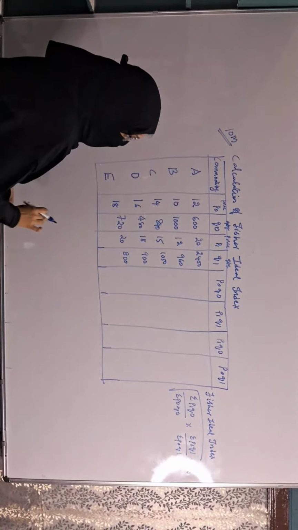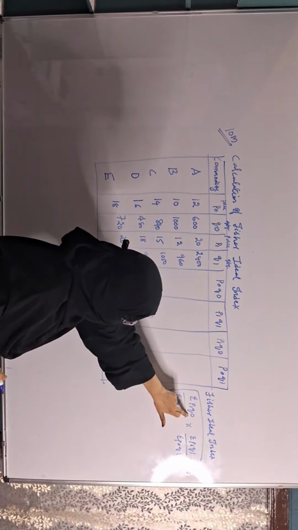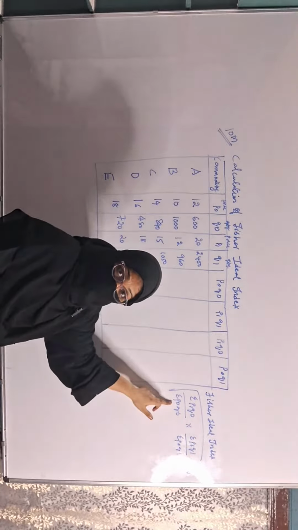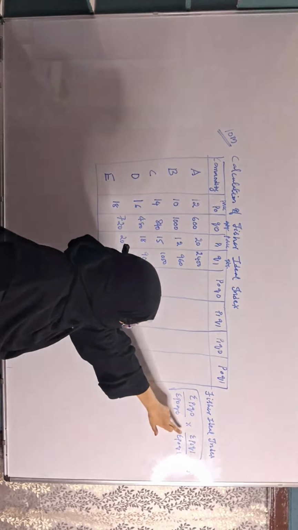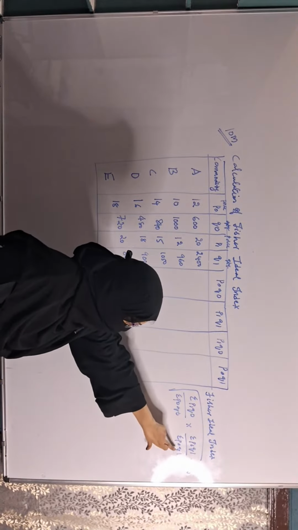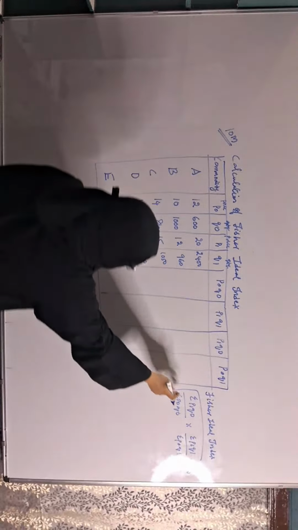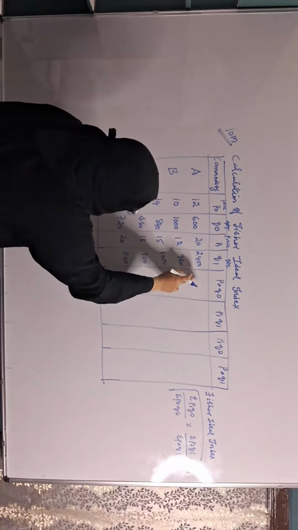Fisher ideal index calculation करने के वास्ते आप कोई भी देखो, एक्चुअली फॉर्मूला क्या है, यहाँ है सिग्मा P1 Q0 divided by सिग्मा P0 Q0 into सिग्मा P1 Q1 divided by सिग्मा P0 Q1 into 100. This is the formula.